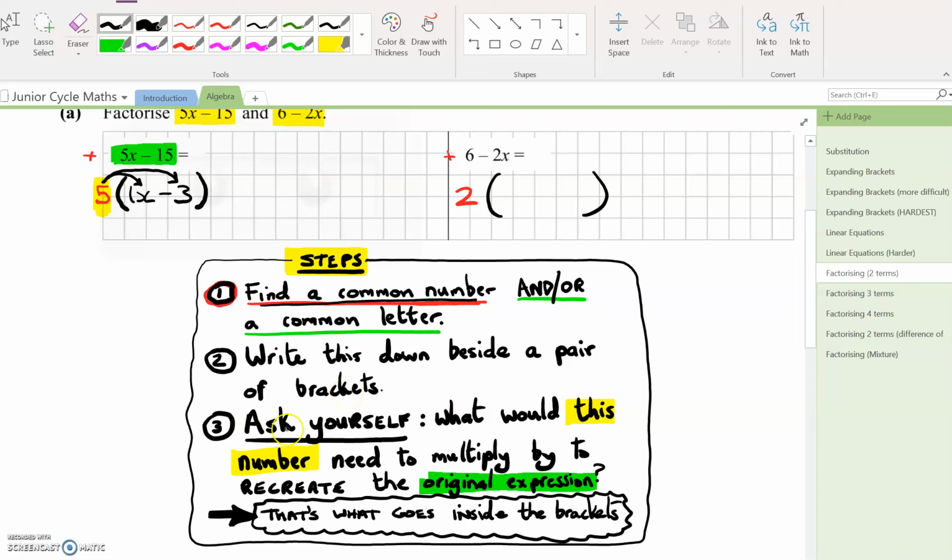Now ask yourself, what would 2 have to multiply by to recreate the original expression? What would 2 need to multiply by to make 6? Well, it would need to multiply by 3. And what would 2 need to multiply by to make minus 2x? Well, minus 2 by what gives me 2? 1. And 2 by what gives me 2? X. And that's the answer.